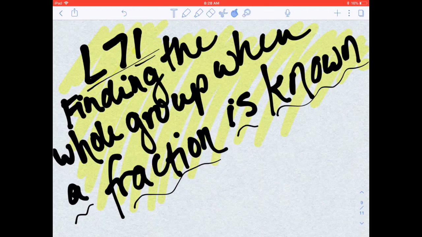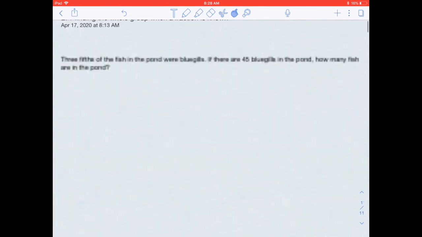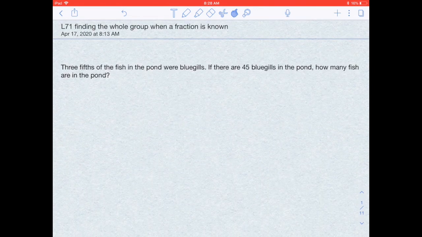Hello, today we're going to be doing lesson 71, which is finding the whole group when a fraction is known. And this is very similar to what we've been doing before with our diagram boxes. The difference is that you are working from a different point in the problem. So it should look familiar, it's just kind of a twist on what we've already been learning. So the first equation and problem I'm going to show you is what we've already been doing to get you ready to go. And then we're going to change it up a little bit.